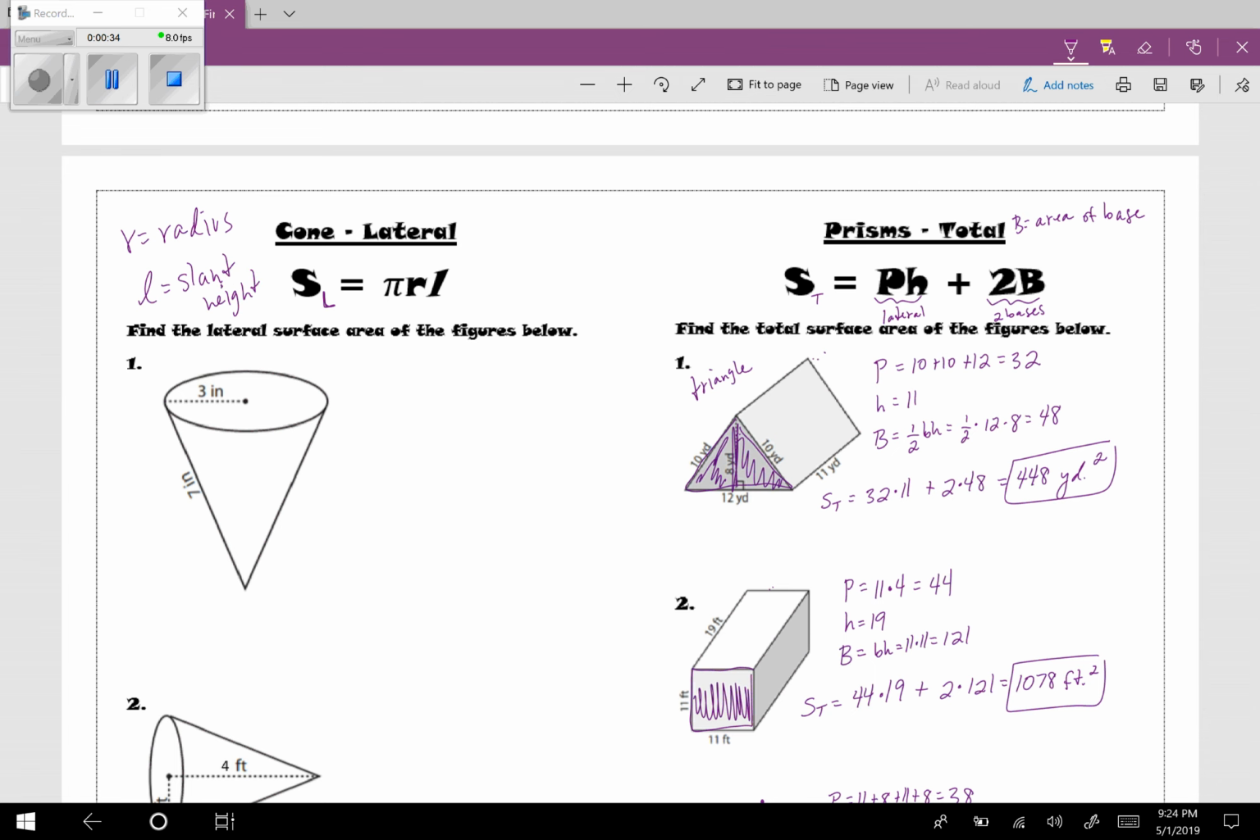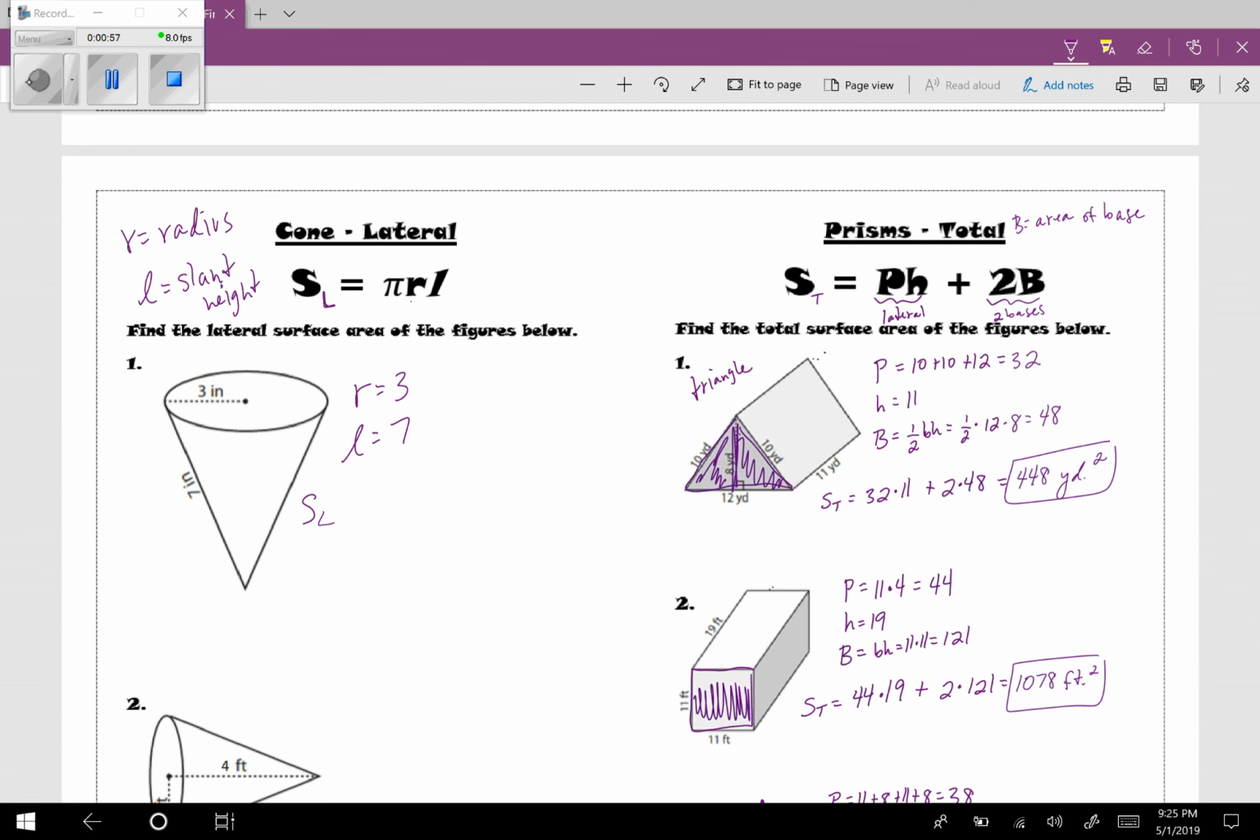So it's basically the height, or how long that side is going up, like how long the pointed edges of the cone are. It says find the lateral surface area of the figures below. So we've got our formula. We need the radius and the slant height. From your figure, the radius is 3 and our slant height is 7.